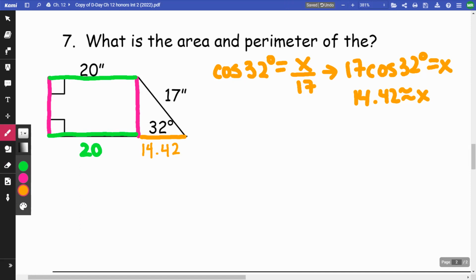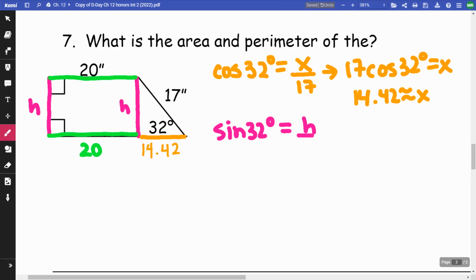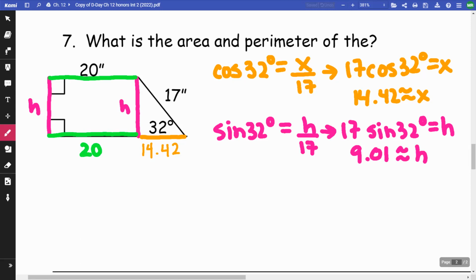Now I also need to find my pink. So to find my pink, let's call that H for height. It's the same one here. This time I am going to do sine of 32 degrees is equal to H over 17. So that's going to be 17 sine of 32 degrees is equal to H. And 17 sine of 32 is about 9.01, because it's 9.08. So about a 9.01 is going to be our height.